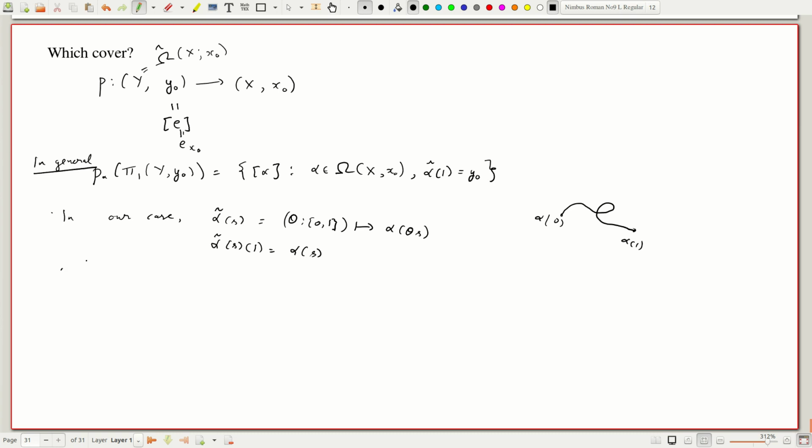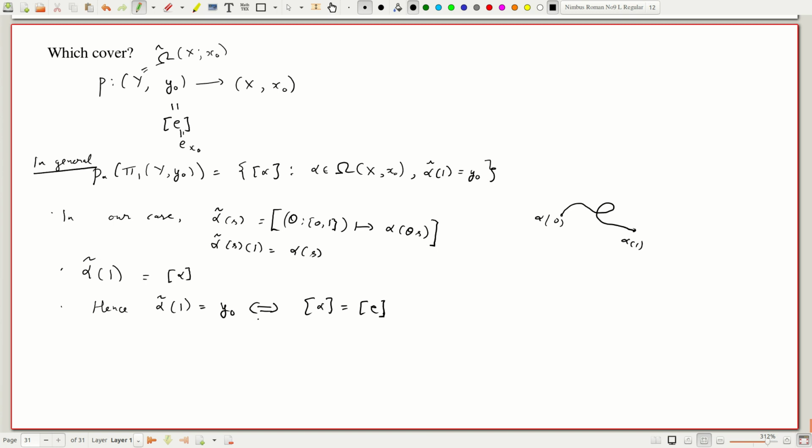So hence, what is this group p star of pi1 of y0? Let's just say alpha tilde of 1. Okay, so this is simply, I'm sorry, I should correct myself here. This is going to be the class of these paths. It's not these paths. We are looking at equivalence classes. So this is going to be just the class of the path alpha. Okay, and so hence alpha tilde of 1 is going to be y0 if and only if the class of alpha is the class of E.